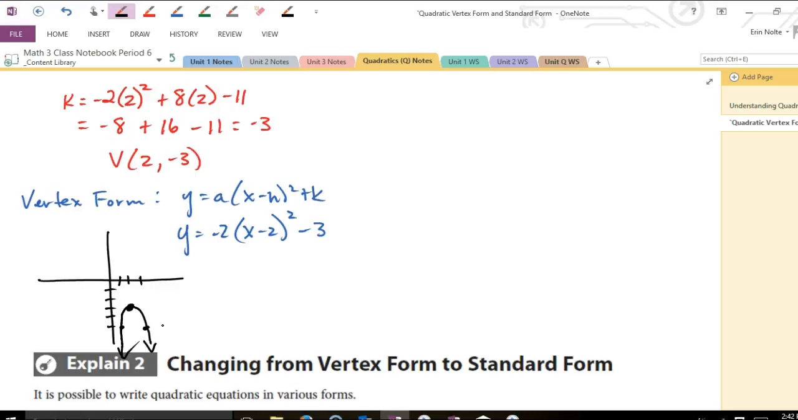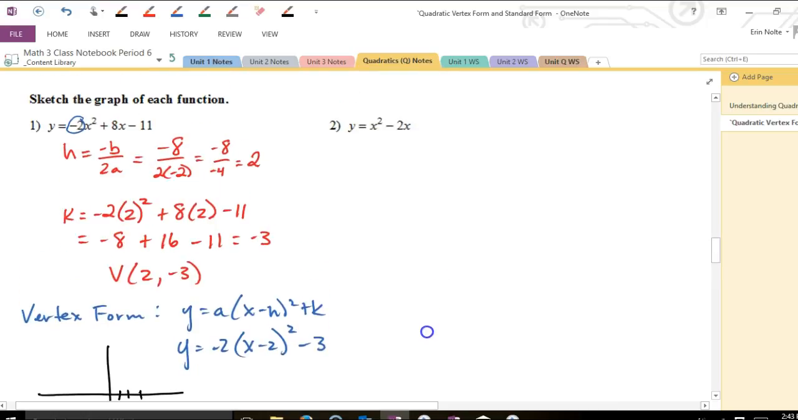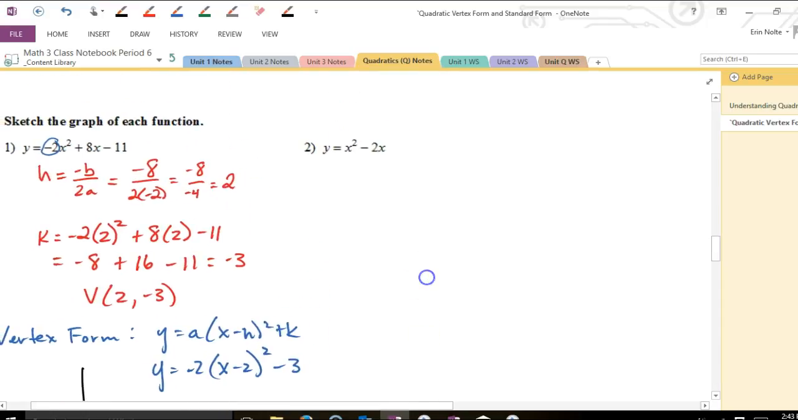How do you feel about doing one more? Okay, let's do one more. Let's talk about number 2. Okay, so again, what form is question number 2 written in? Standard form. What's my a value for this question? 1. Everybody see how that a value is 1? It's invisible, but there's an invisible 1 in front of the x squared. What's my b value? Negative 2. What's my c value? 0.